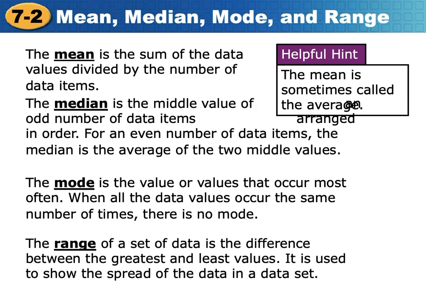Okay. Then the other word is range. What is the range in a data set? You just need to find the highest number and the lowest number. Find the difference between those two numbers. That defines what we call the range. So in this case, the range of a data set is the difference between the greatest and the least values. It is used to show the spread of the data set.